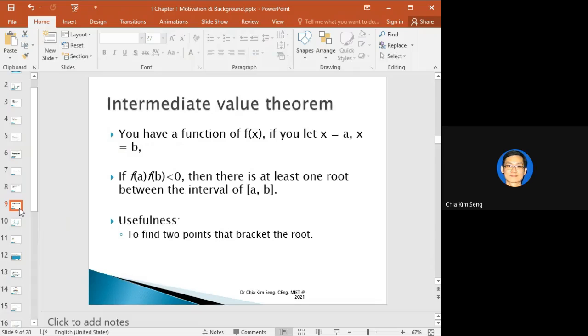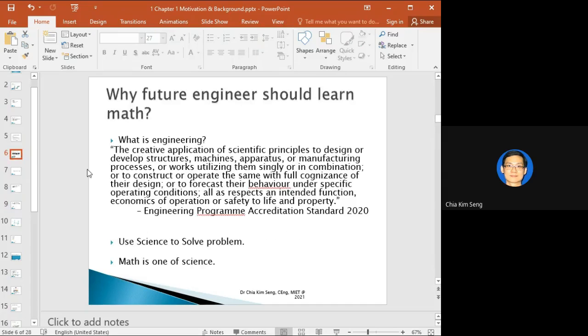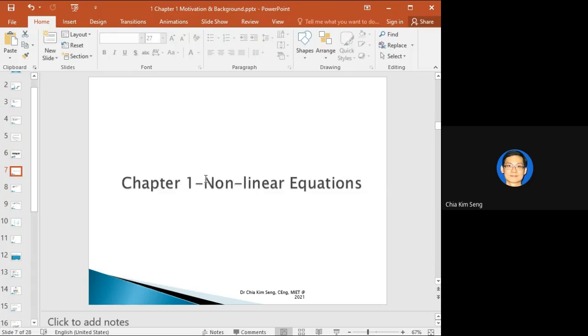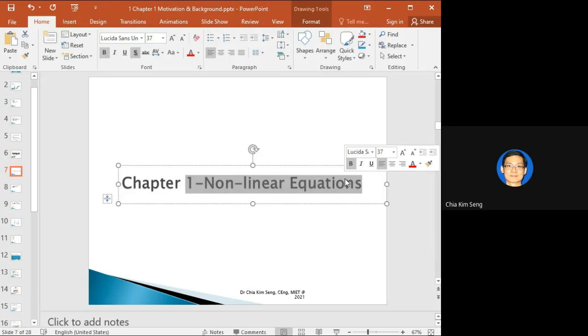So for this topic, we will deal with non-linear equations. And then chapter 2 is what? It's a linear equation, but it's a system. Yeah, system. So there is a different thing.